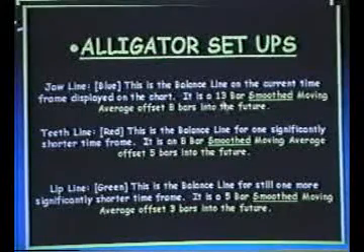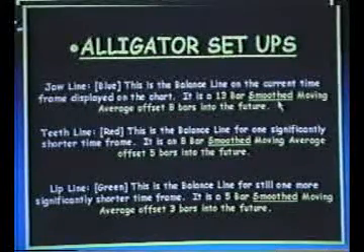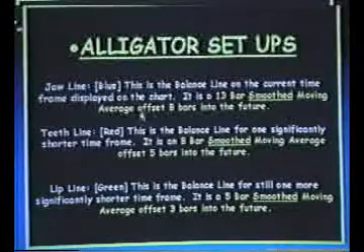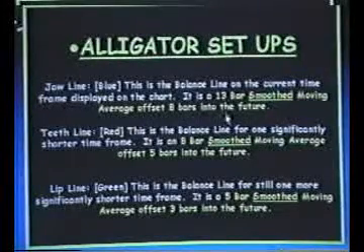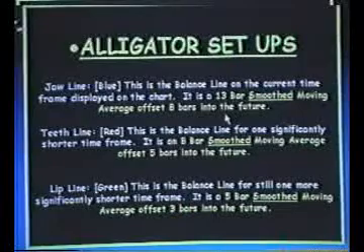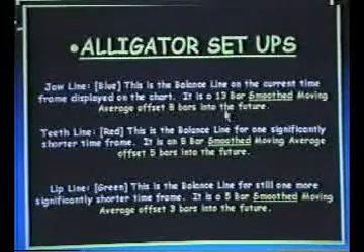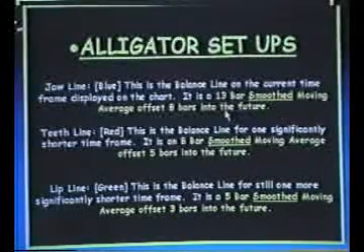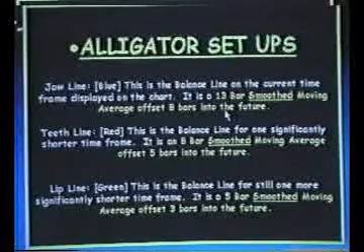Here's what it is. It's a 13-bar smooth moving average that's offset 8 bars into the future. Now, we'll show you this on a chart in a few minutes. But the important thing is that this is the jaw of the alligator. This is the balance line for the current time period.